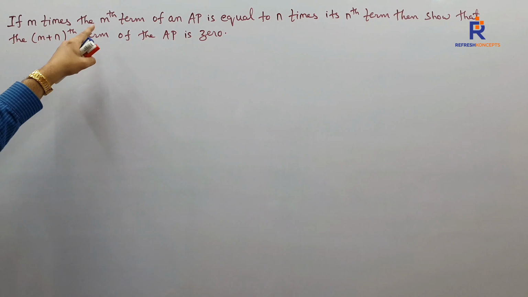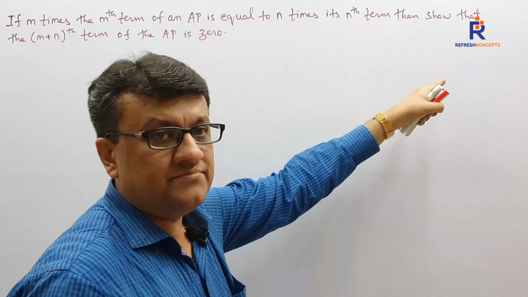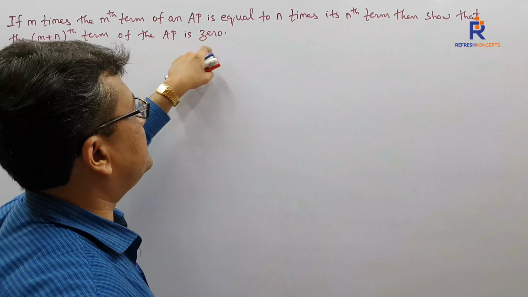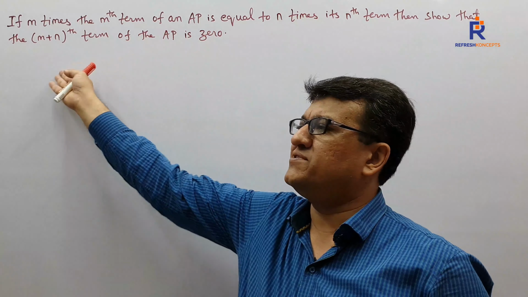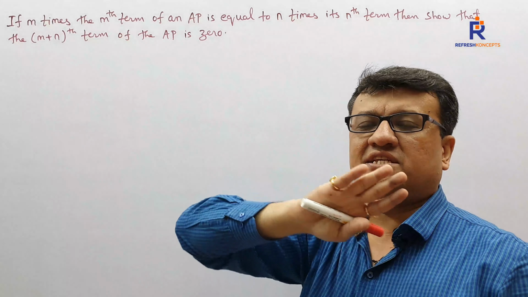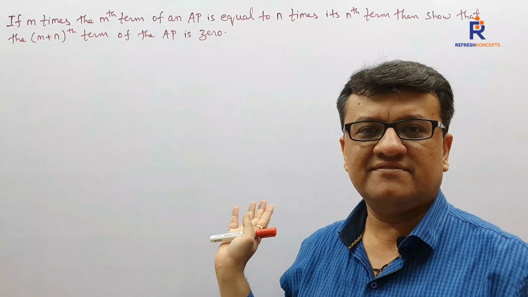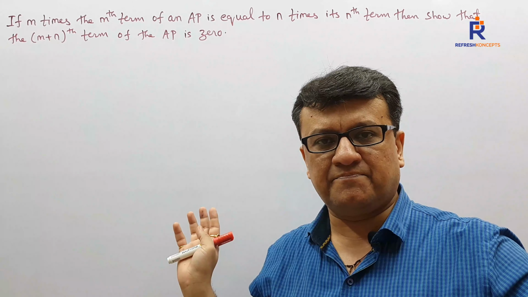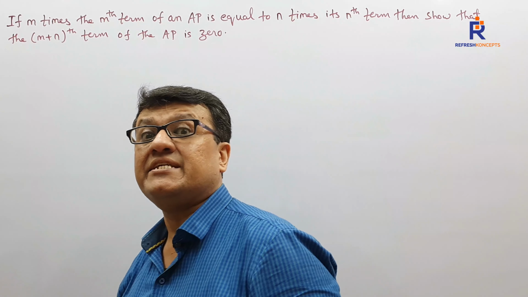If m times the mth term of an AP is equal to n times the nth term, show that the (m plus n)th term of an AP is 0. So those who are thinking about the final punchline, don't think about it at this moment. If you do, you are just going to get confused and take this sum as a very difficult question. Mind you, it's very easy. Though it is not as easy as the past sums we have done, the question is still very easy. Just take it step by step.